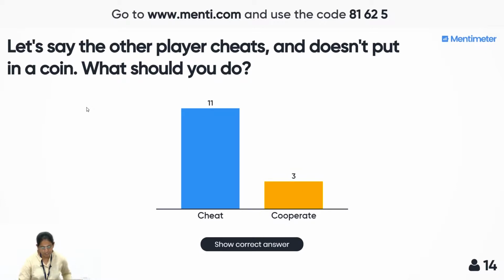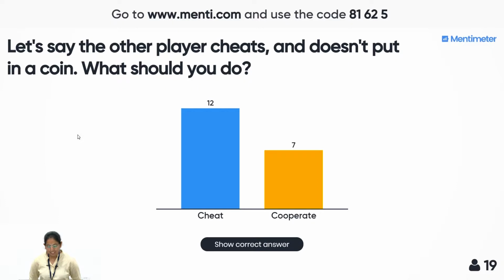So I don't know if it is wise to reveal these results as they are happening. Please vote according to what you think is the right thing to do. Don't be influenced by all the cheaters in the room.